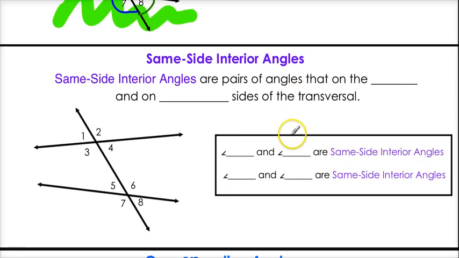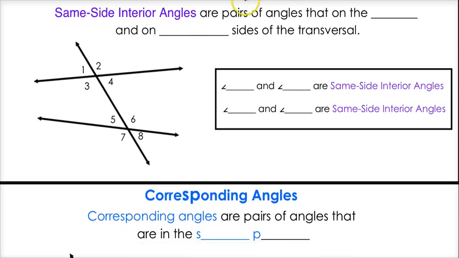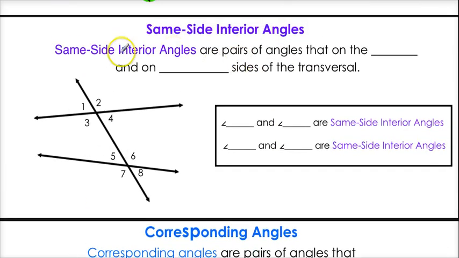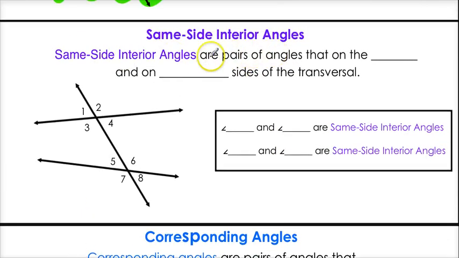Our next one up is same side interior angles. Now, what this is, is pretty much in the name, right? Same side interior angles are a pair of angles that are on the interior, right? The interior, and on the same side of the transversal. All right, they're on the interior and the same side.